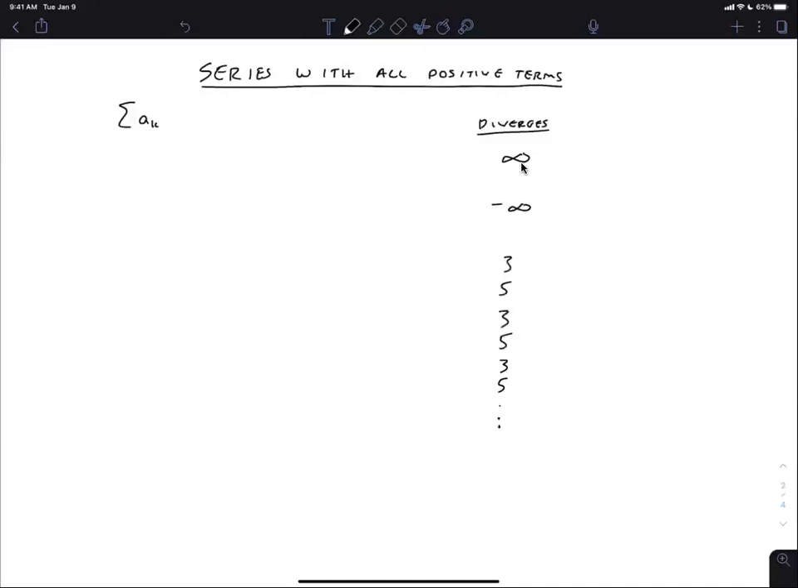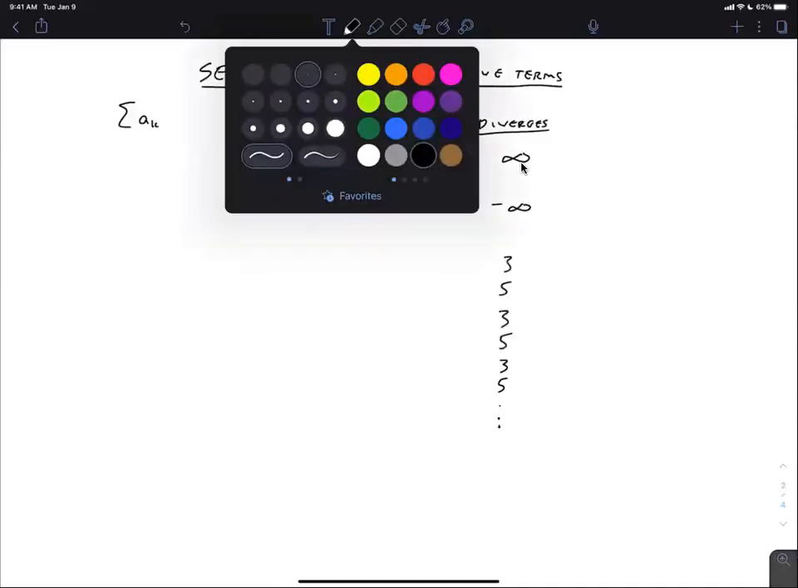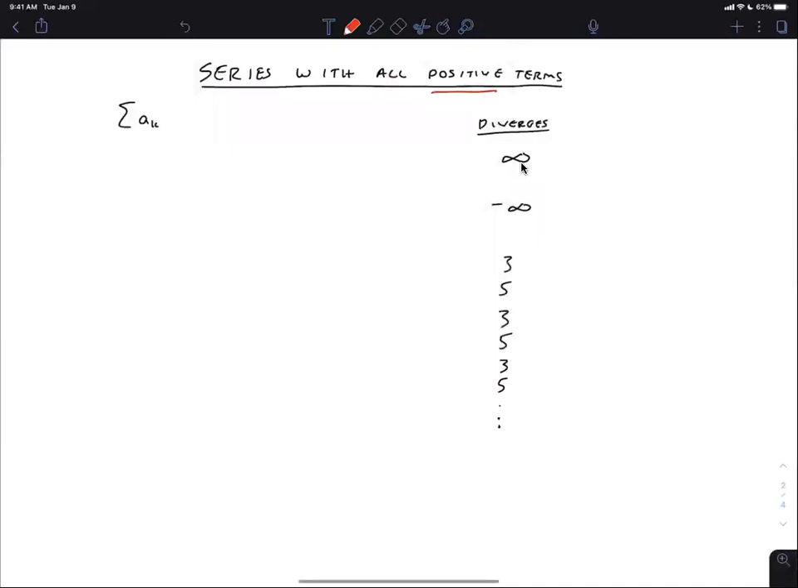Okay, now, if you're adding all positive terms, can it diverge by going to infinity? So if it's all positive, can this happen? Yeah, of course. If you add a bunch of positive numbers, it goes to infinity. So yes, that could happen. Could it go to negative infinity? No chance. If you add positive numbers and you somehow get negative infinity, you're doing it wrong, right? If you add positive numbers, you get positive answers. Everybody clear?